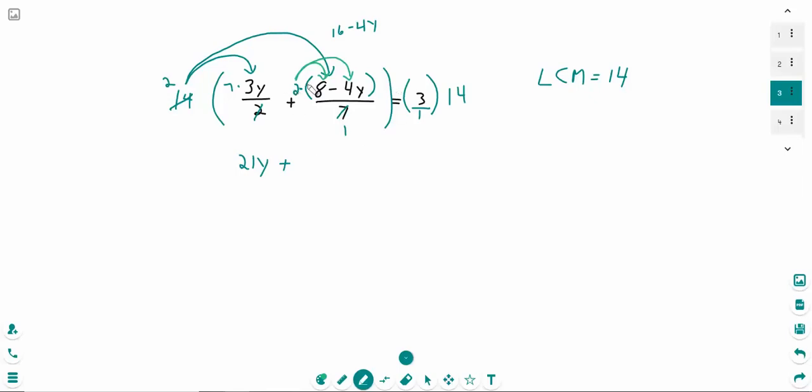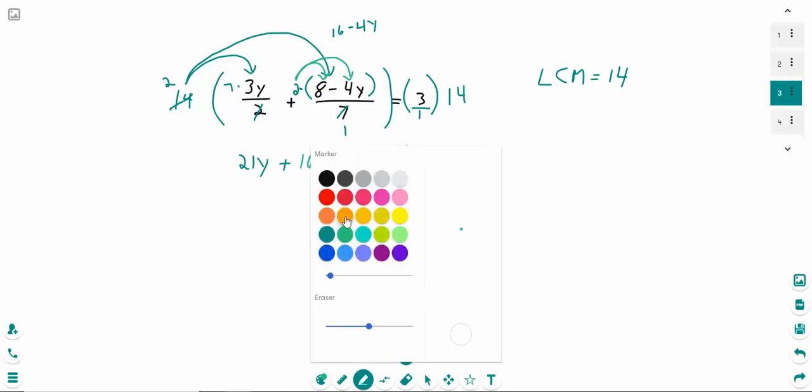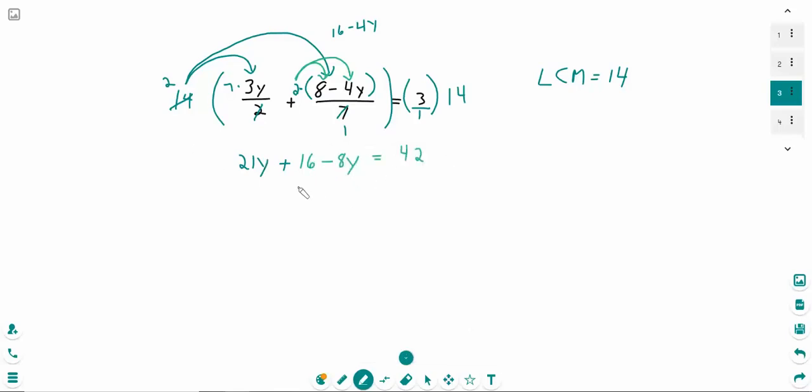All right, so when we multiply this out, we have 2 times 8, which is going to be the 16, and then 2 times a negative 4y is a negative 8y. And then on the other side, it's obviously pretty easy. It's just 3 times 14, which is what, 42? I believe, yeah, 42.